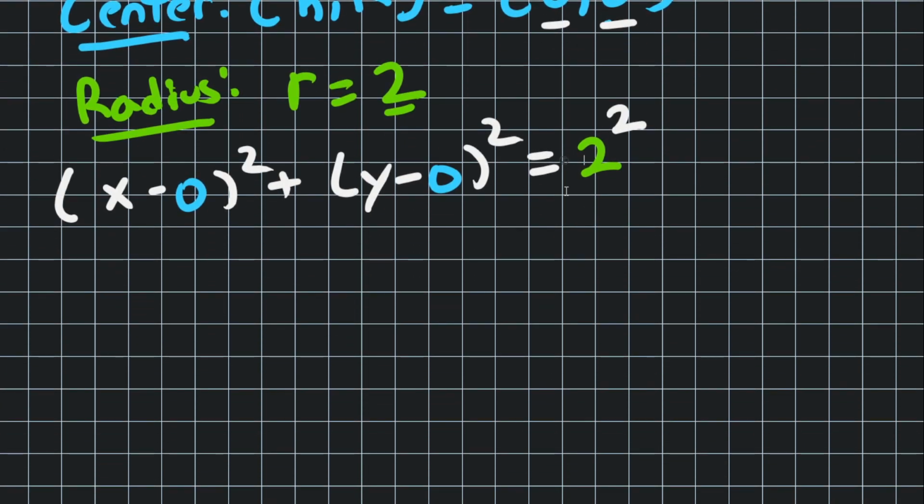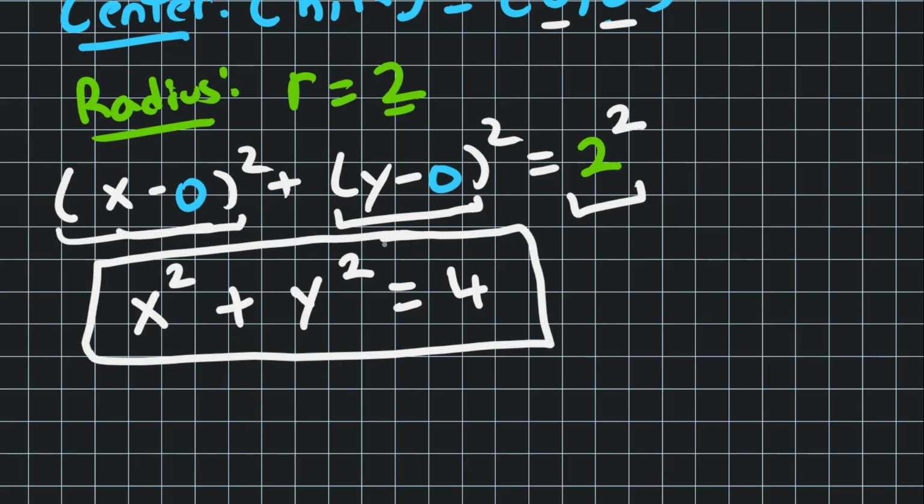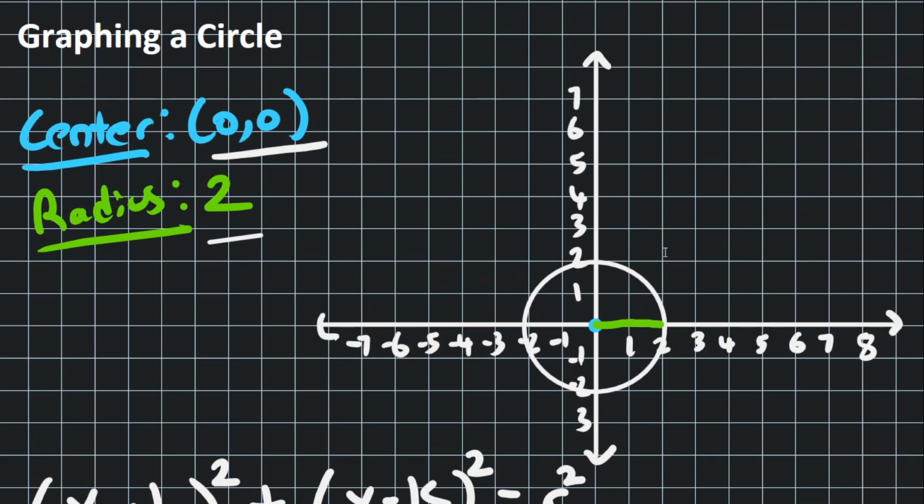Perfect, and let's go ahead and just simplify this. So what's x minus 0? That just comes out to x, and then x squared is x squared. And then this comes out similarly, y minus 0 is y, and then y squared is just y squared, so plus y squared equals, and 2 squared is 4. And there we go. That is the equation for the circle we have graphed. X squared plus y squared equals 4. And that is the equation for this circle right here.